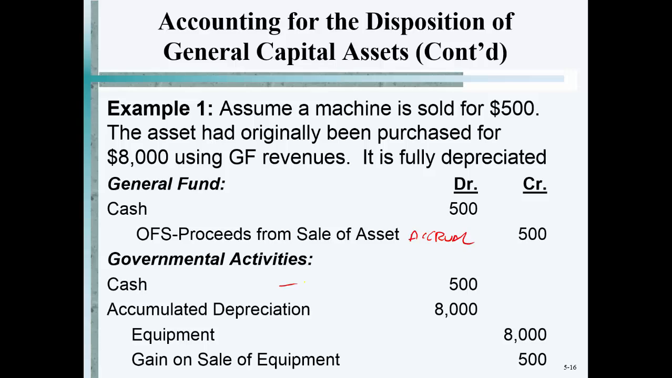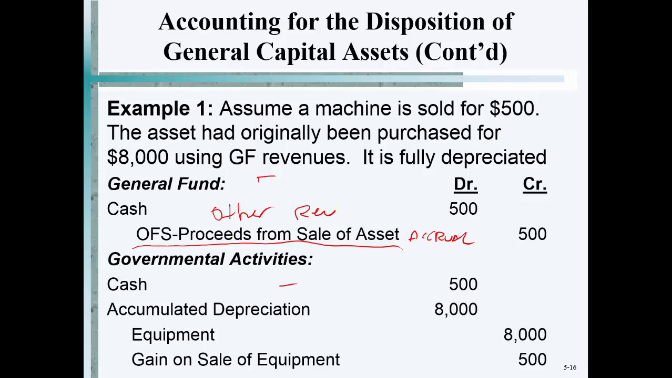Right? If we're dealing with modified accrual accounting, say the general fund, there is no asset to write off. All we have is a current financial resource of $500 that came in, right? And so we obviously debit the cash. And this one's saying credit other financing sources, proceeds from sale. I've also seen it called other revenue.